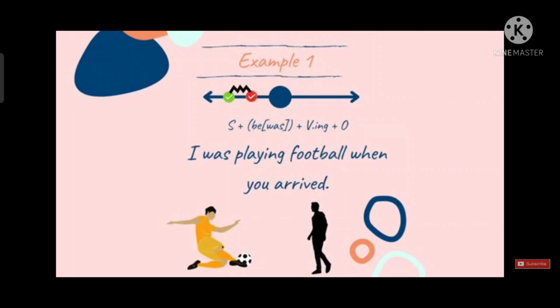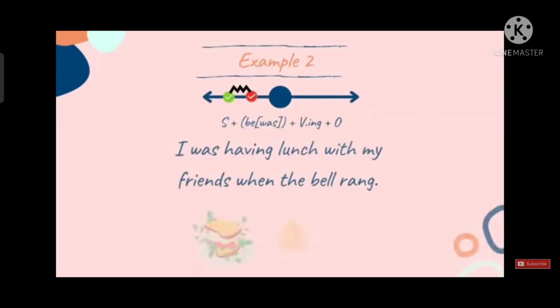Apart from that, look into the structure. It follows the structure where I am the subject, was is verb's to be form, playing is verb's ing form, and football is the object. When you arrived is the next activity. I hope now you are clear on the structure and timeline of this tense. Now let's look into next example.